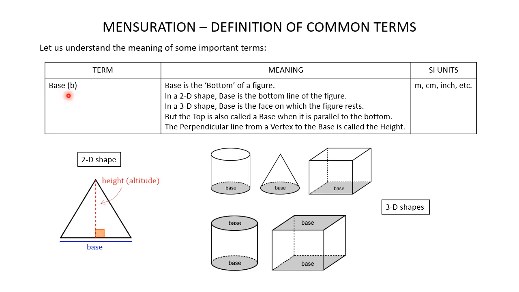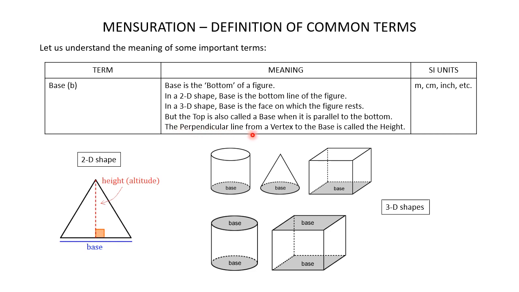Let's now understand what is meant by base. Base is the bottom of a figure. In a 2D shape, base is the bottom line of the figure. In a 3D shape, base is the face on which the figure rests. But the top is also called a base when it is parallel to the bottom.